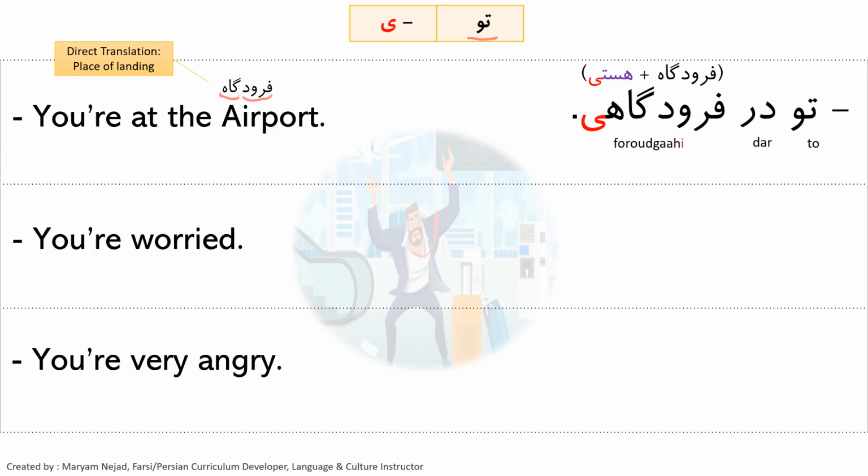Next one, we want to say you are worried. Worried is نگران. تو نگرانی. And again, remember, we don't even have to say تو. We can just be نگرانی.